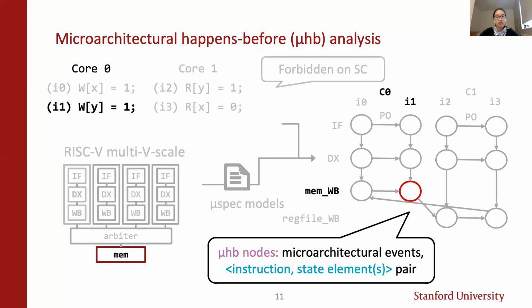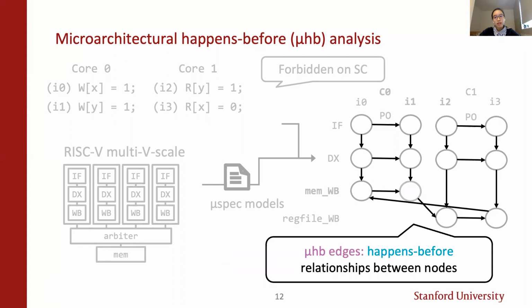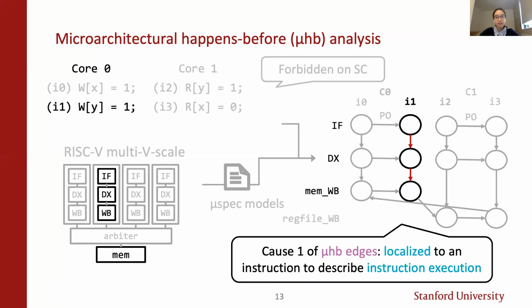For example, the highlighted node represents instruction I1, which writes 1 to Y on the left, updating memory. The happens-before edges are used to model the ordering of hardware events. We observe that these edges are instantiated for a few reasons. First, some edges are localized to a particular instruction, or column, in an MHP graph. Such edges describe a partial order on the state updates for an instruction execution.